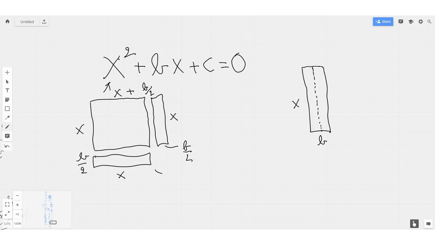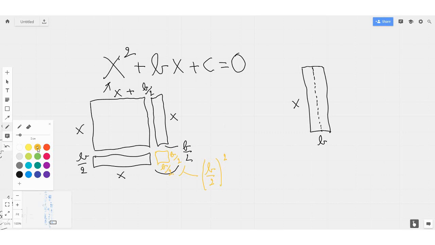We are missing something here. So what do we need to complete this square? We need a small square with what size? I'll draw it like that. This will be b over 2, b over 2. All right. So the area of this small square is b over 2 squared.